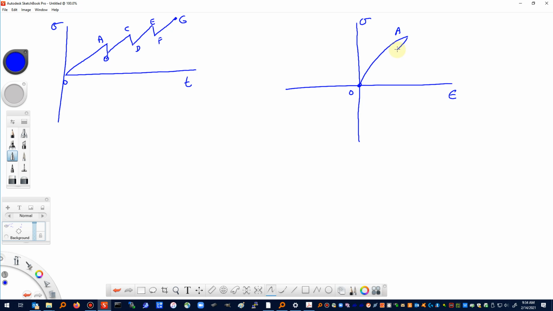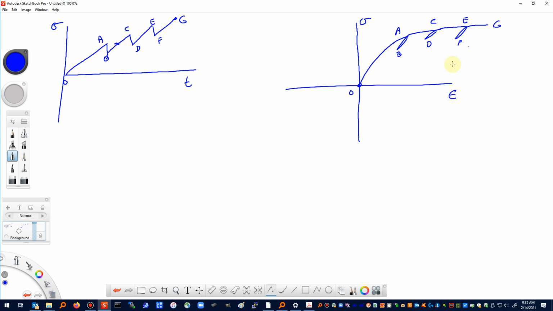So the first part starts out just like previously. We go down to B. When we get back up to the stress level of A, it rejoins the stress strain curve as if that never happened. We get to C, down to D, back up to C. We get to E, F, and G.